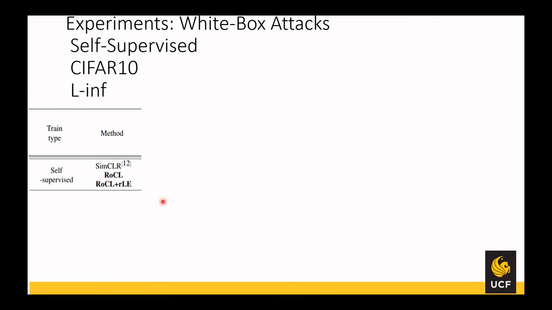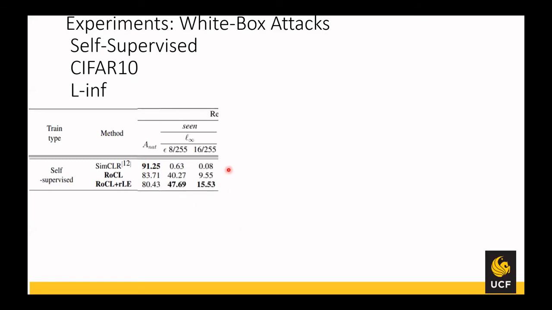Okay, so for the next experiment, they consider white box attacks with self-supervised training, CIFAR-10 data, and the L infinity norm, and they considered three different methods: SimCLR, ROCL, and ROCL plus the robust linear evaluation. Looking at a ResNet-18 network, they show the accuracy on clean images, and you can see SimCLR had the best accuracy among the three methods.